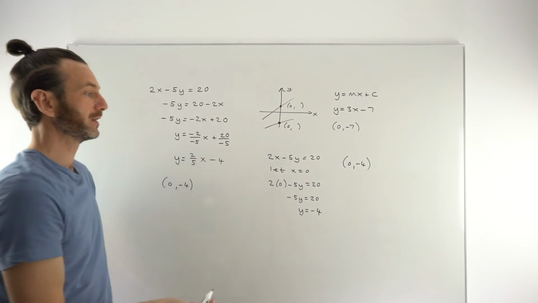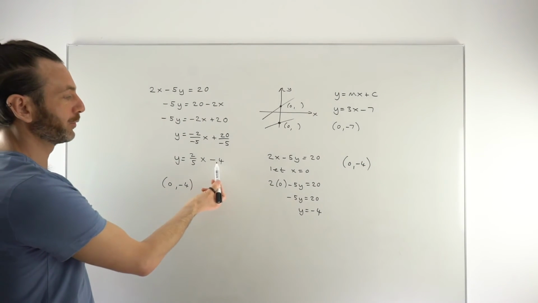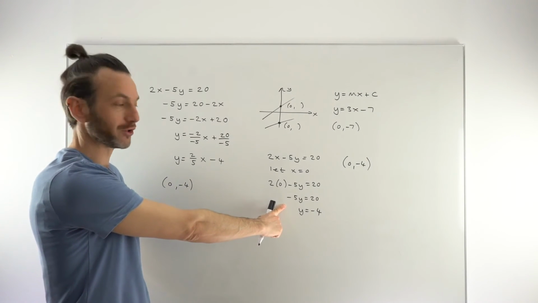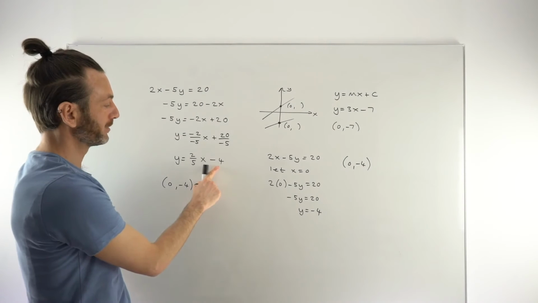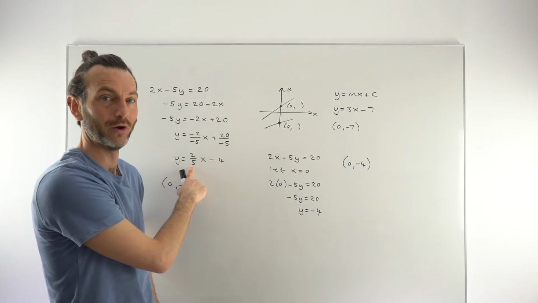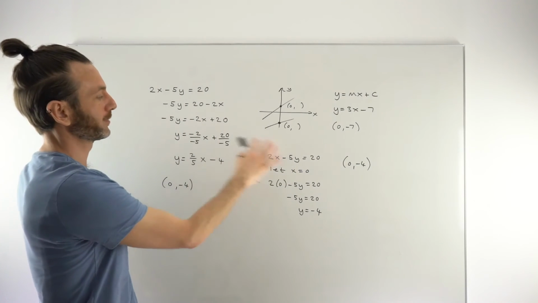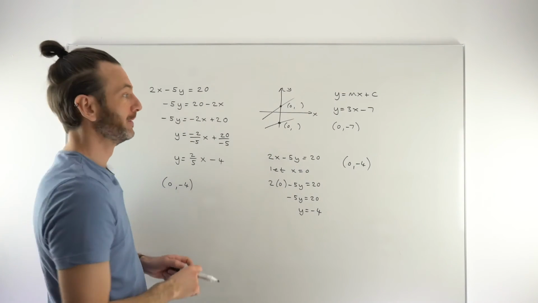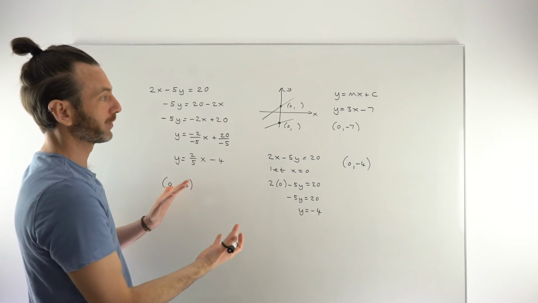So 2 different methods. This method might be preferable in some scenarios because this method only gives you the y-intercept. This method gives you the y-intercept and the gradient. And a lot of these questions will ask for the gradient as well. So it would depend on the question as to which method to use, but ideally you should really know both methods. And the question would go the other way as well.